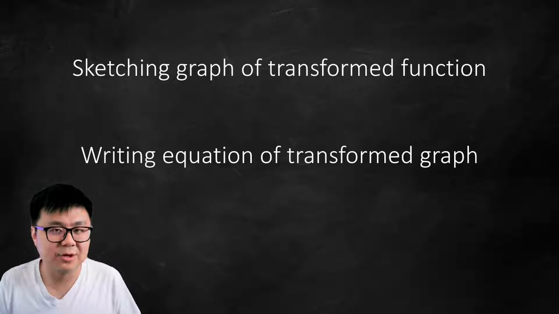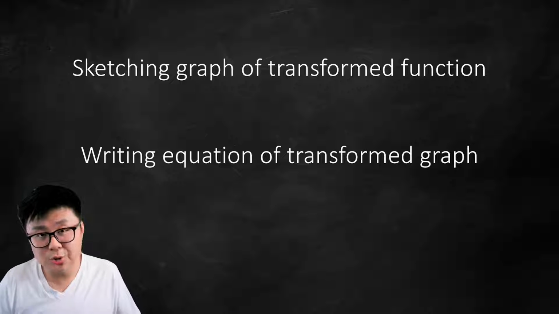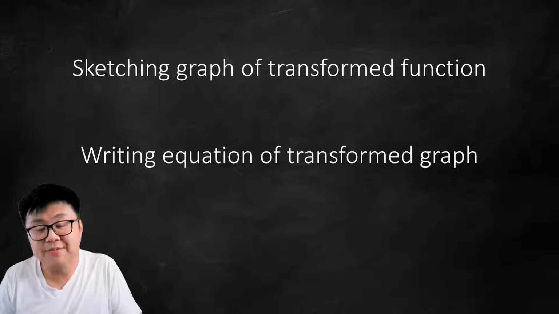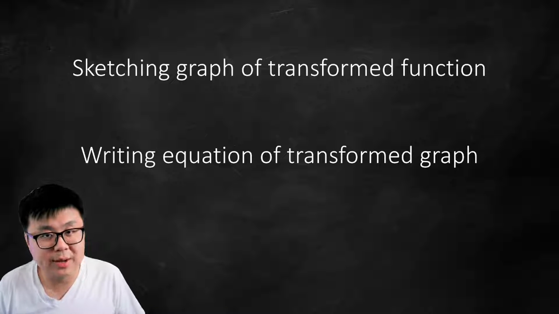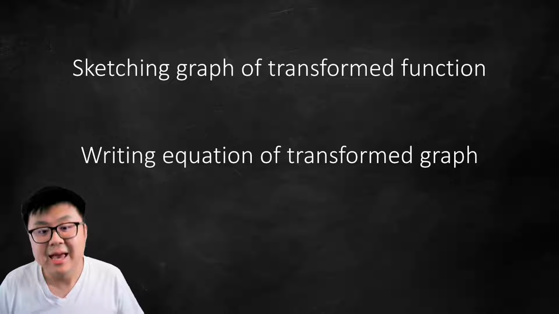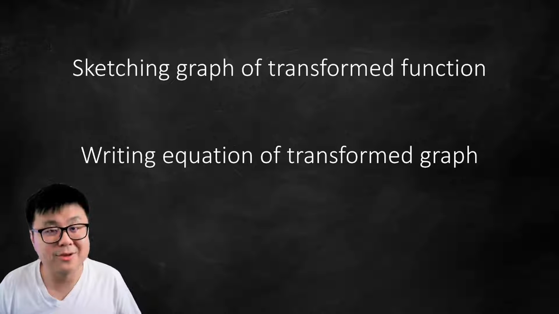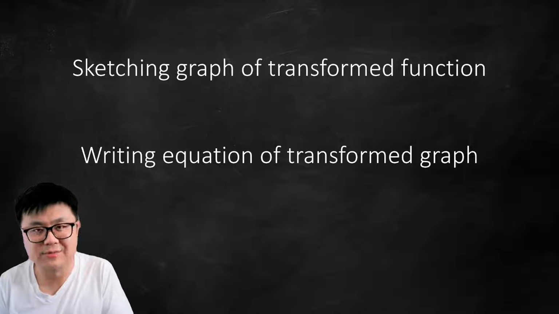The second version of the questions they can ask you is a bit trickier. In this case, they will show you both the original graph and the newly transformed graph, but you don't know what the a, b, h, k is, and you have to figure out what those letters are and then write a brand new equation of that transformed function.